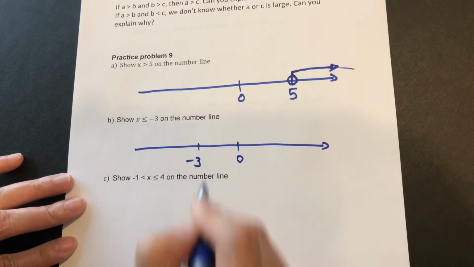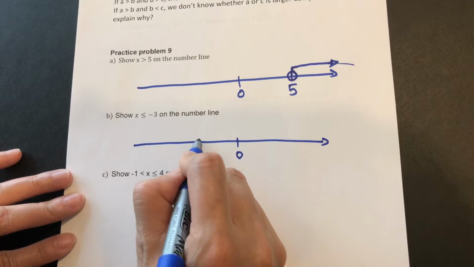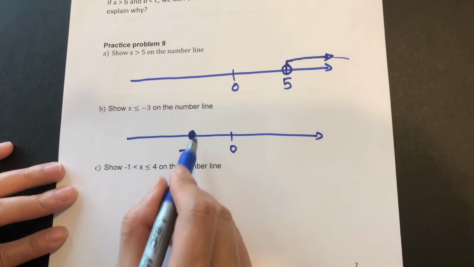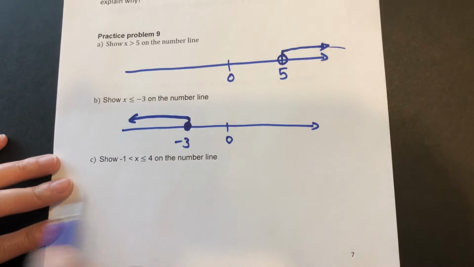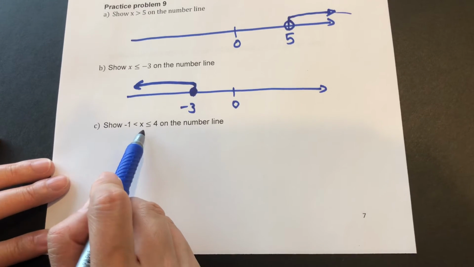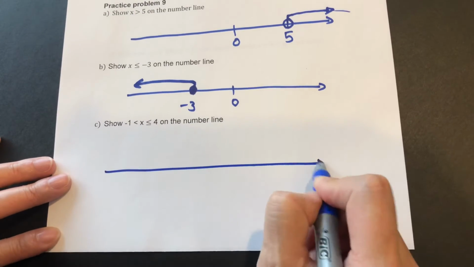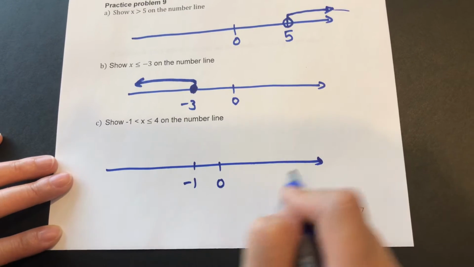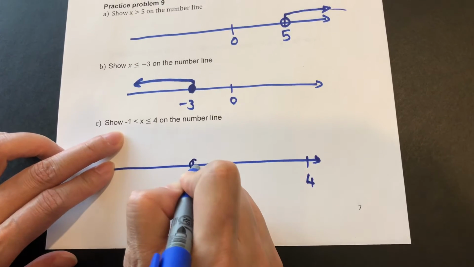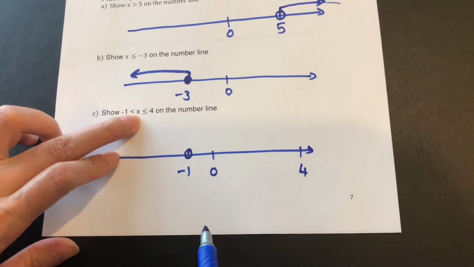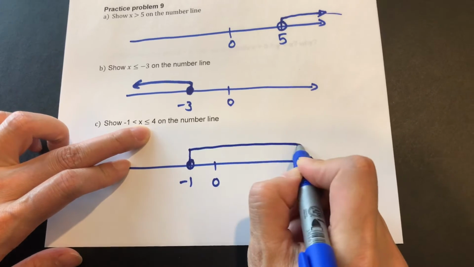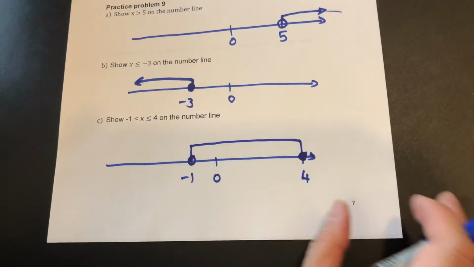B, show x less than or equal to -3 on the number line. 0, this is -3. Less than or equal to, now it's not a hollow circle anymore. It's a solid circle, meaning the range will include -3 and going to the left side because it will be less than -3. Show -1 less than x less than or equal to 4. So 0, this is -1, that is 4. X greater than -1, hollow circle, you cannot include the -1. But x less than or equal to 4, that is a solid circle. So this range would be the range that we are looking for.